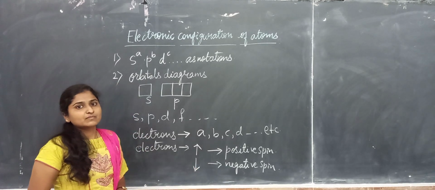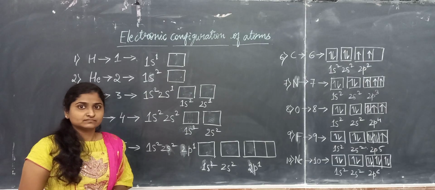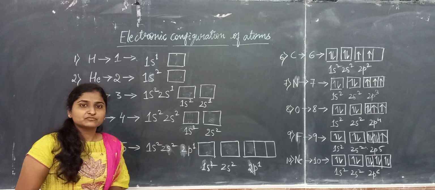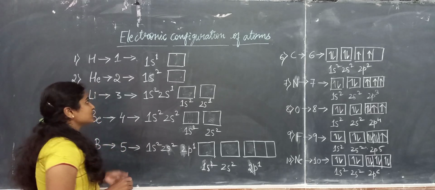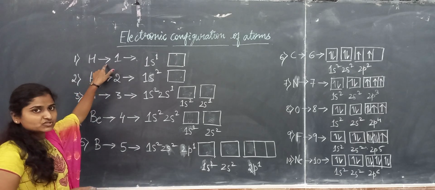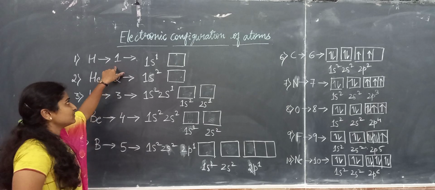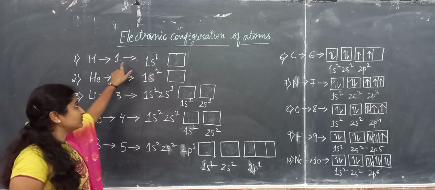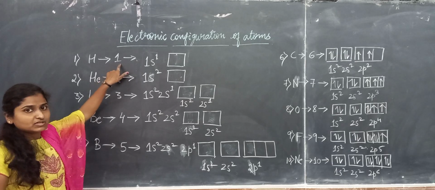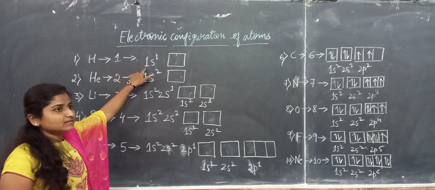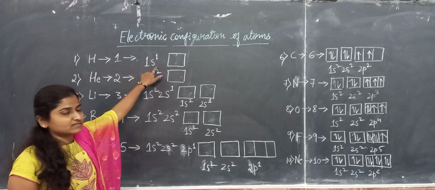So let us see some of the examples to write the electronic configuration. Let us try to write the electronic configuration for some of the atoms. First example we have, that is hydrogen atom. We know that the electronic configuration of hydrogen atom is 1s1. Atomic number for hydrogen atom is 1, so it has one electron in its orbital. So we can write the electronic configuration in the form of first notation as 1s1.